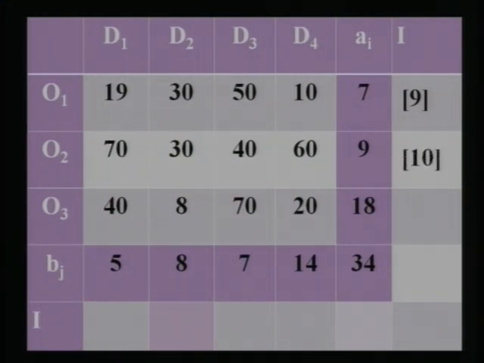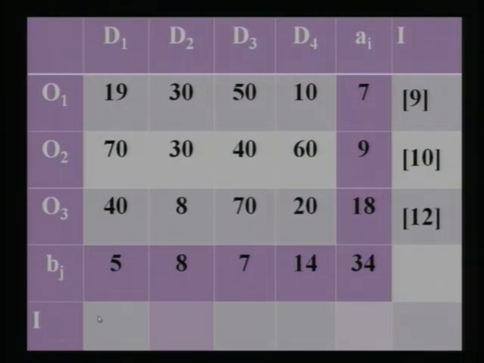Then 10 is the penalty value for the second row. As you can see, the smallest value in the second row is 30, next smallest is 40. So 40 minus 30 is 10. For the third row, smallest is 8 and the next smallest is 20. So 20 minus 8 is 12. So we have calculated penalties for all rows.